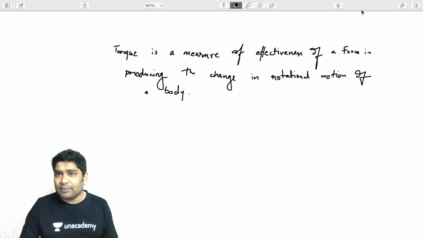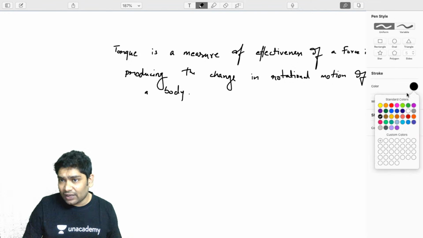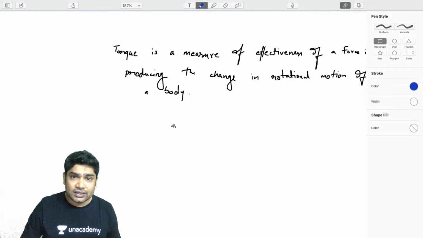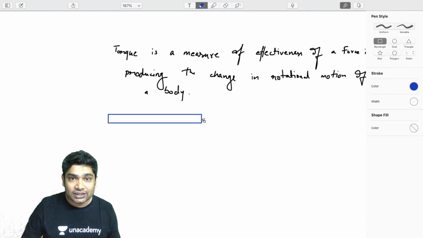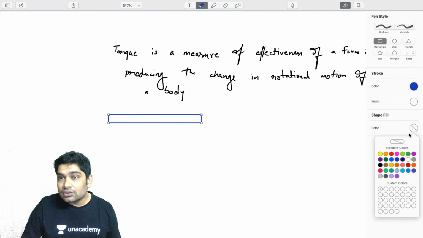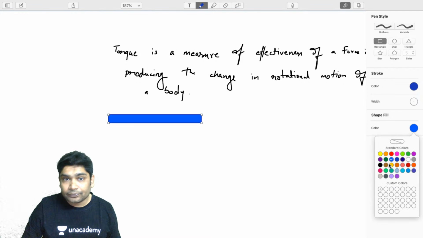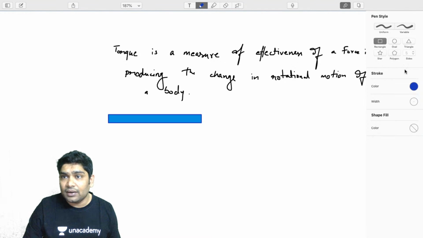Okay, so let's take up an example, and what I'm trying to say here is, imagine if you had a rod like this. Maybe a smaller rod. Let's imagine such a rod, and let's imagine that it was fixed at one end.